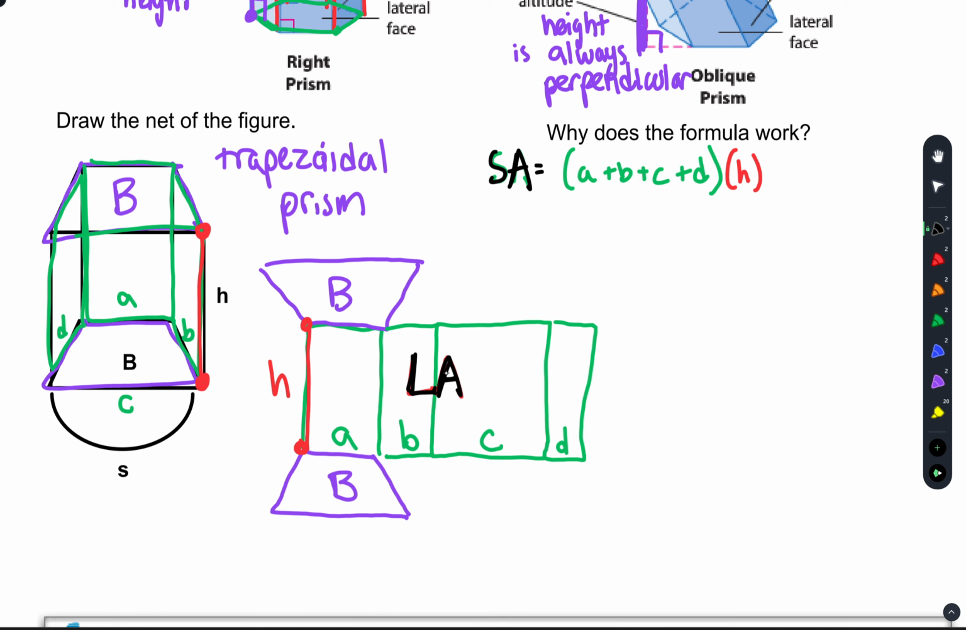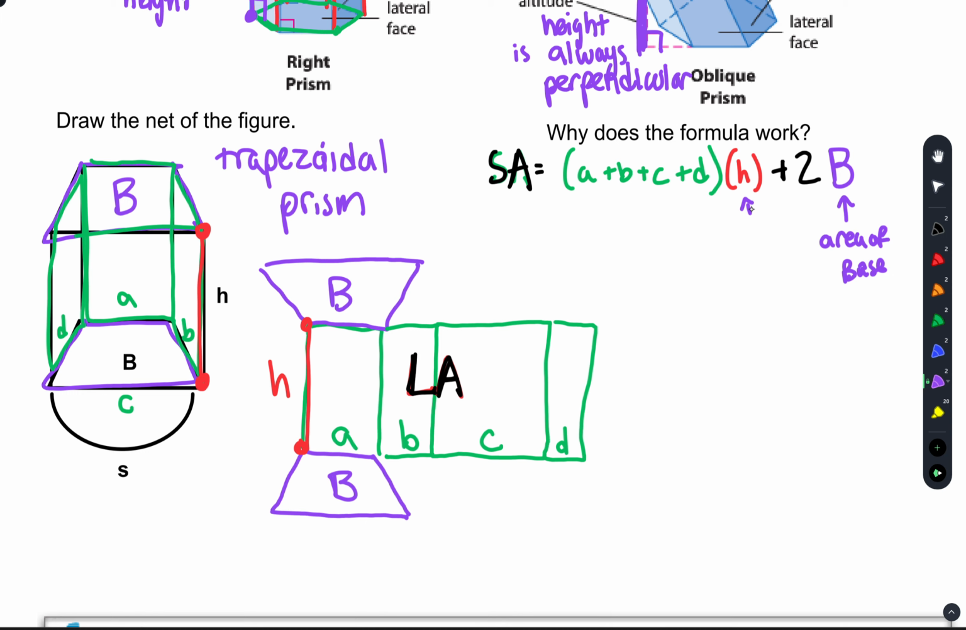And then I have two of those trapezoids, 2 times the area of one of the bases. Area of the base we're referring to with that big B. So I have plus 2 of those areas, whatever those areas are. Obviously, we would do the whole formula, figure out the area of that trapezoid, but for right now, we're just going to leave it as B. So what are these parts that I see here? Well, big B, that's the area of the base.